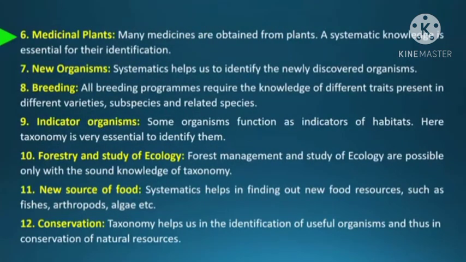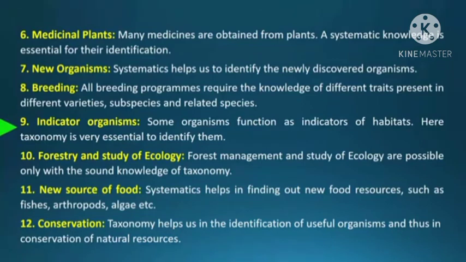Next one is medicinal plants. Many medicines are obtained from plants. Systematic knowledge is essential for their identification. Next one is new organisms. Systematics helps us to identify the newly discovered organisms. All breeding programs require the knowledge of different traits present in different varieties, subspecies, and related species.